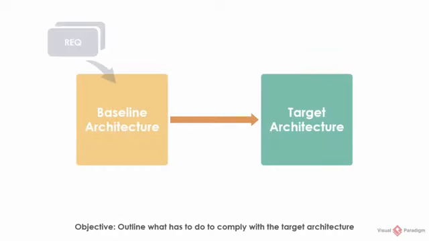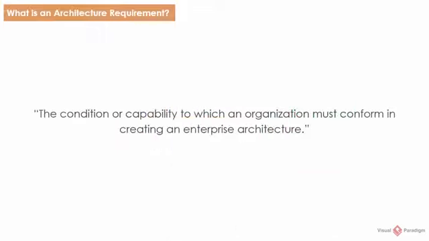The architecture requirements specification outlines what an implementation project must do in order to comply with the target architecture. So what is an architecture requirement? Architecture requirement is the condition or capability to which an organization must conform in creating an enterprise architecture.